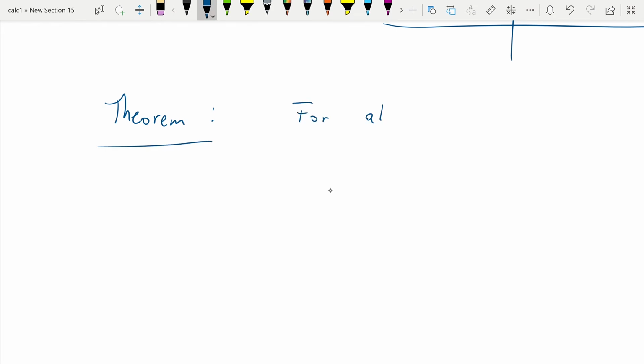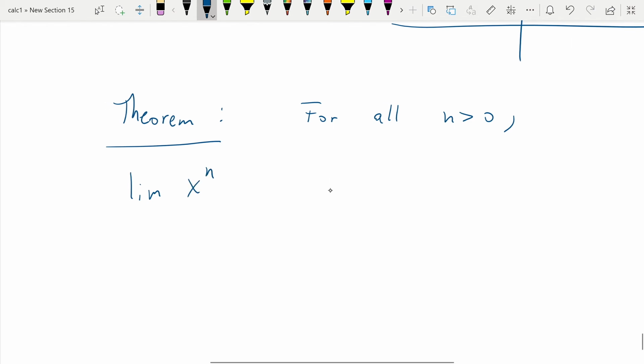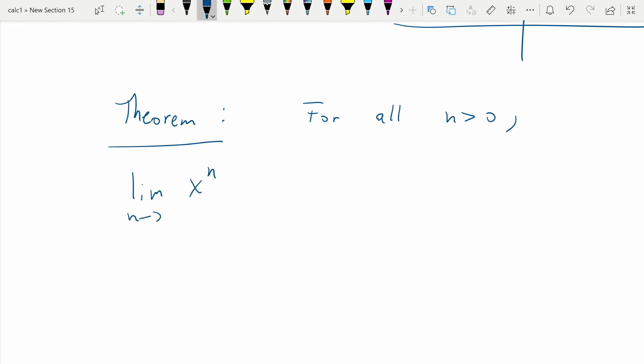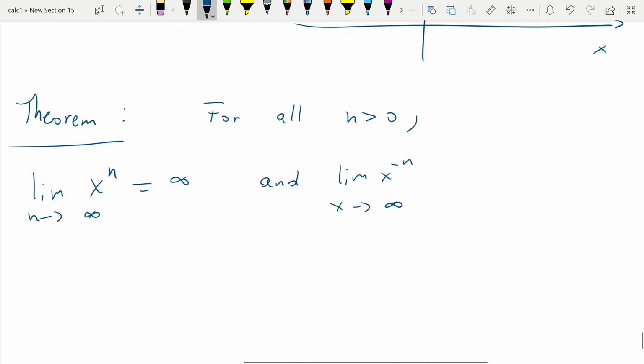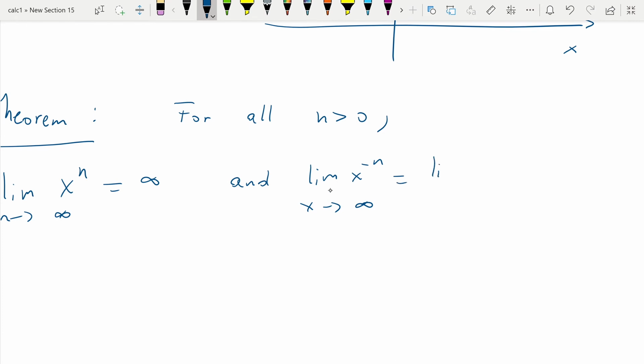And that's our first theorem. For n greater than 0, the limit of x to the n as x goes to infinity is equal to infinity, while the limit of x to the minus n as x goes to infinity, which is the same thing as the limit as x goes to infinity of 1 over x to the n, is 0.